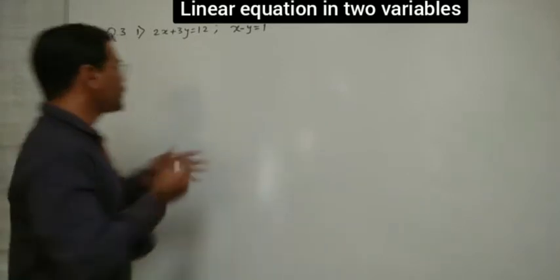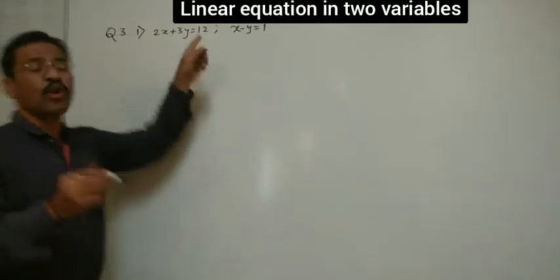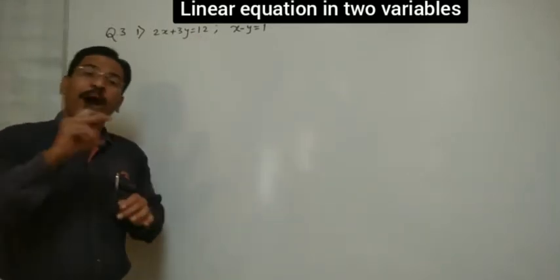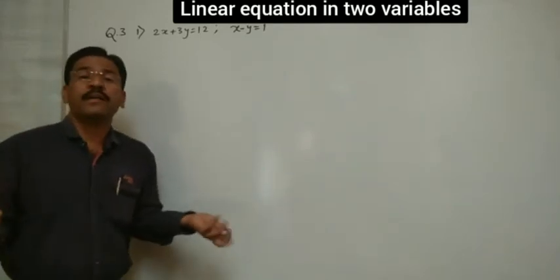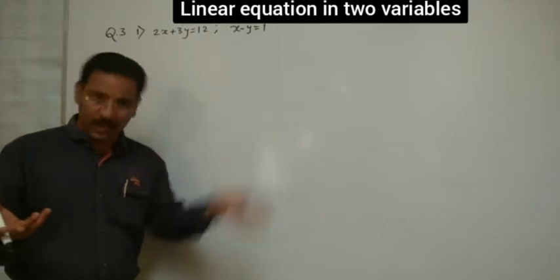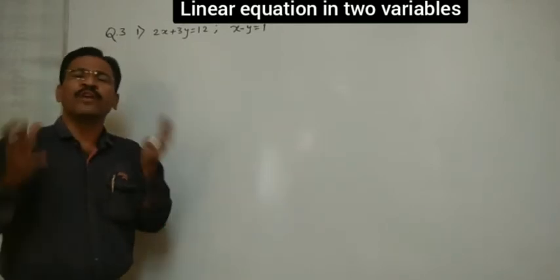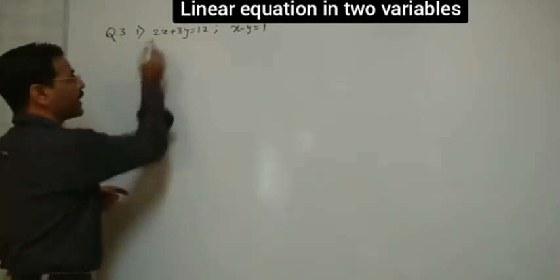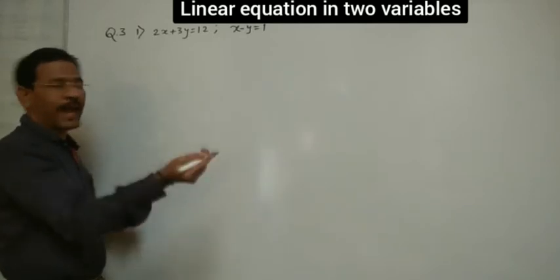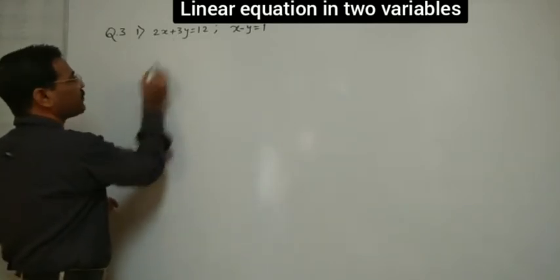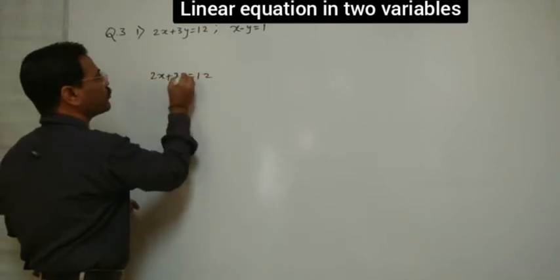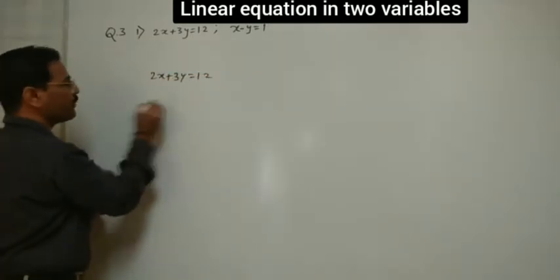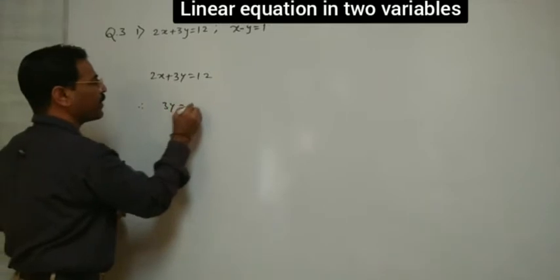First of all, these equations are not in neat form. Neat form means if you write y equal to, then it is very convenient. You may write it in terms of x also, but this is only for our convenience. First, I'll write this in terms of y. So first I will write 2x plus 3y is equal to 12, and now we are going to write it in the form of y.